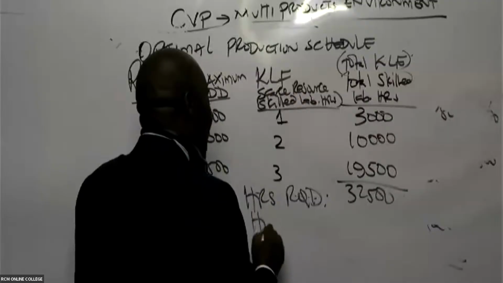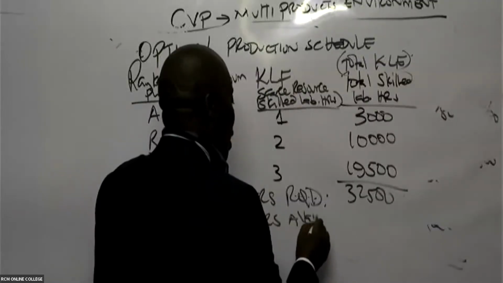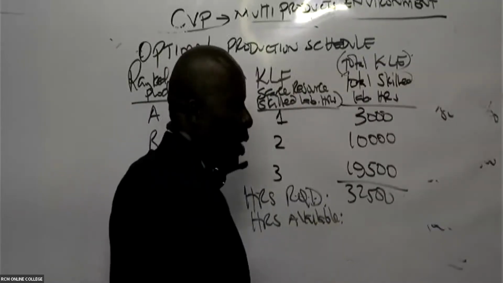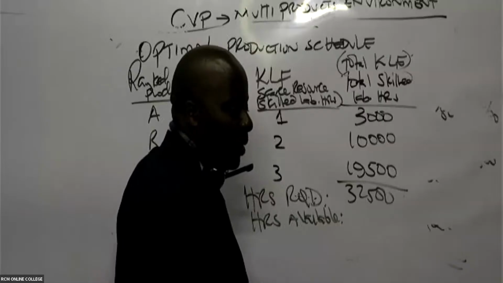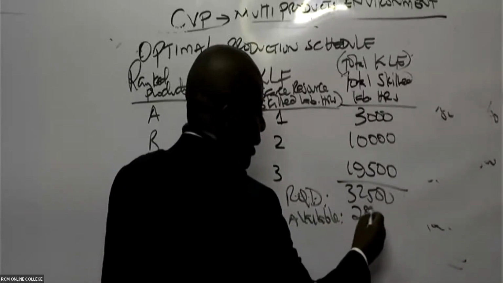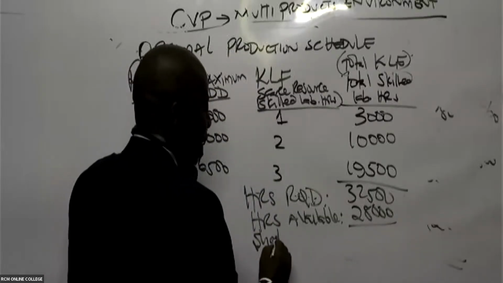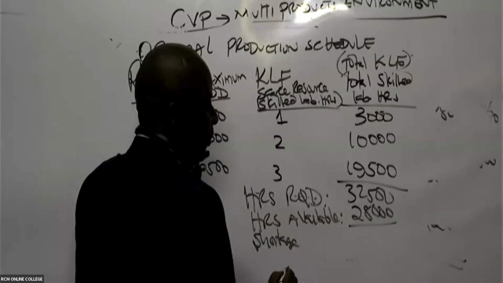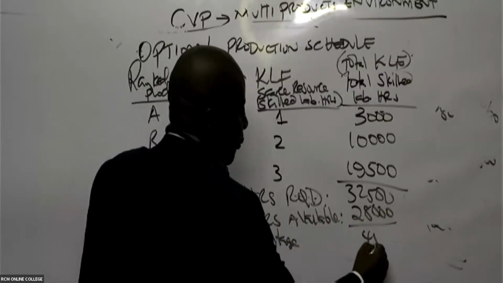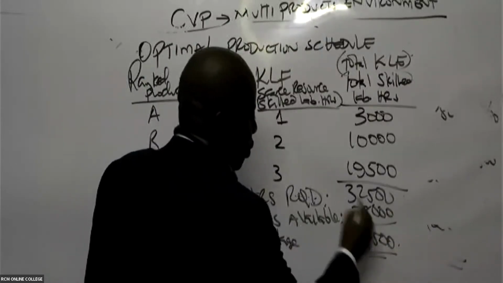32,500. Do you know the hours available? How many hours do we have which are available? Wait, they are forgotten. 28,000, isn't it? So are you able to see a shortage? What is the shortage? You subtract, isn't it? 4,500 is the shortage.